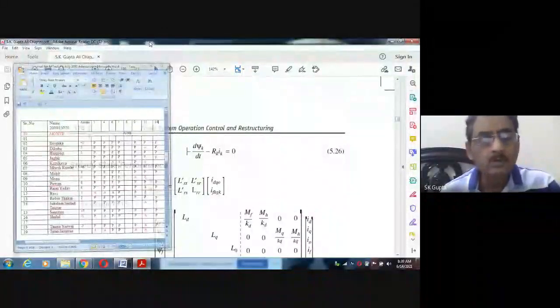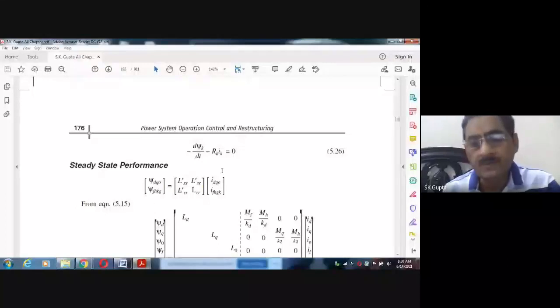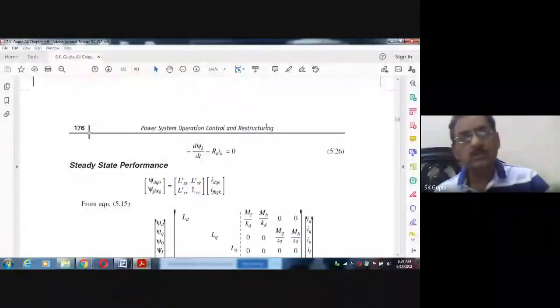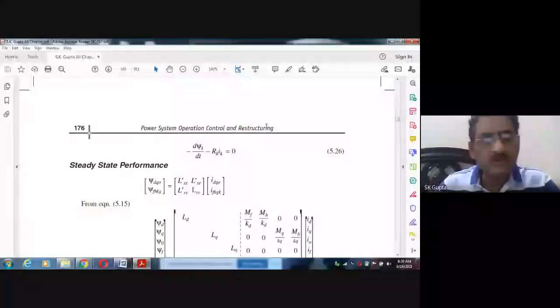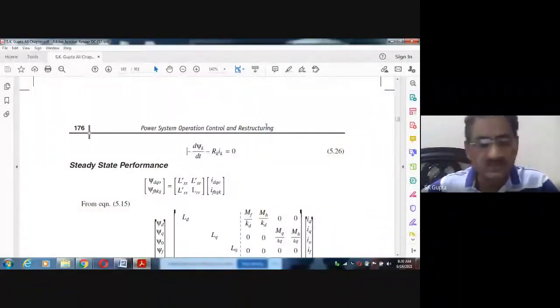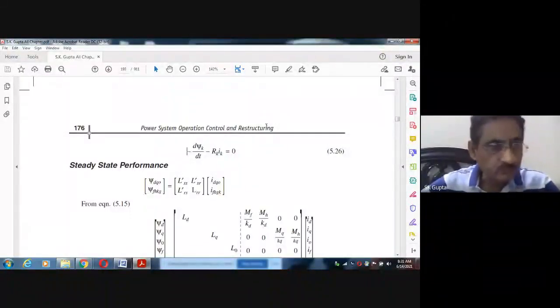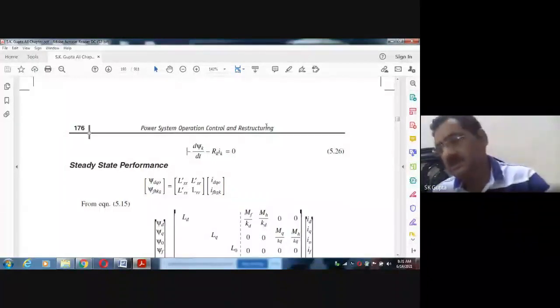Now we will do the performance. See what we have done so far: we have written the flux equations and we have written the voltage equations. Now what will we do with these equations: steady state performance analysis and transient analysis. What is steady state? Whenever some disturbance comes, and finally what will be the net change, that is the steady state performance.